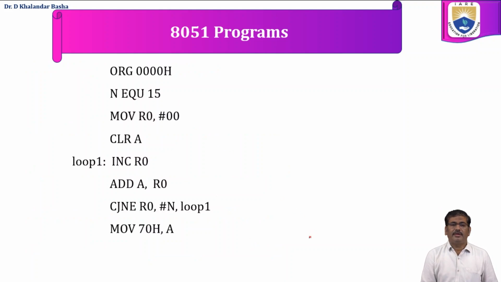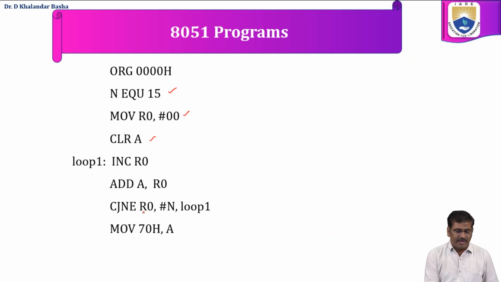So let us consider here the number of data size is 15, so that we will write as n equals 15. We will clear the R0 register and accumulator by using the instructions MOV R0, #00 and CLR A. So for the next data we are going to increment R1 because we want to add the first n numbers. So ADD A, R1. So first one will be added to the accumulator.